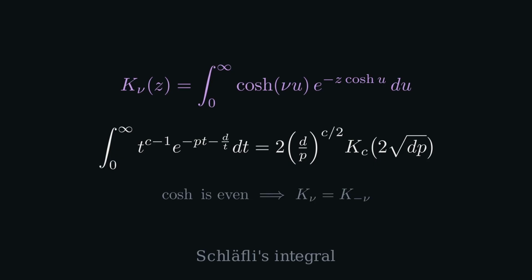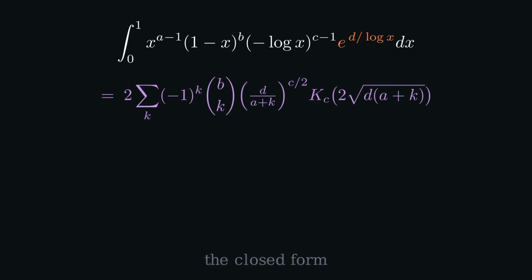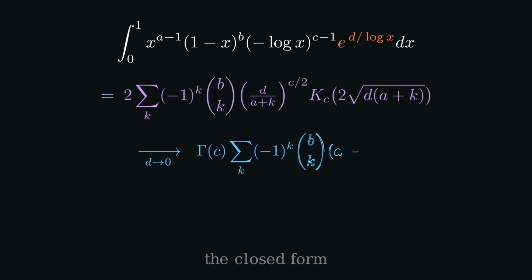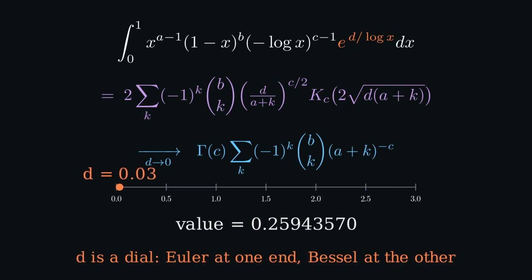Now here is Schläfli's integral, which is a nice integral which equals the modified Bessel function of the second kind, k sub nu. And here's our closed form for the one we were looking at. As d tends to 0, we get a nice form involving the gamma function. And d is a dial. So we get Euler on one end and Bessel at the other. Pretty cool.